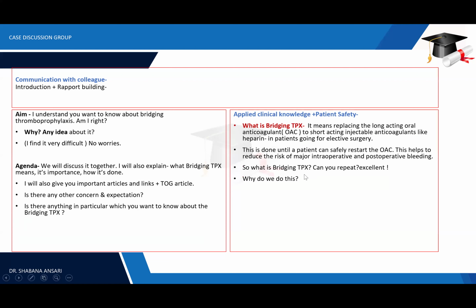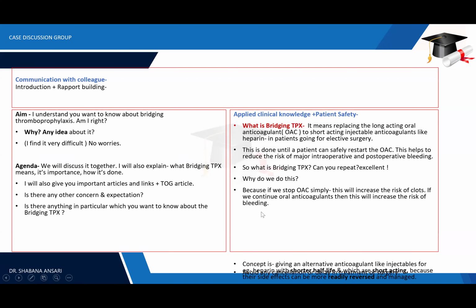Then you can just ask, what is bridging thromboprophylaxis? Can you repeat? Yes, excellent. This is what we do in the teaching scenarios. So why do we do this? There has to be a balance between the bleeding risk and the thrombosis risk. Because if we simply stop oral anticoagulants, this will increase the risk of clots. And if we continue the oral anticoagulants, this will increase the risk of bleeding.